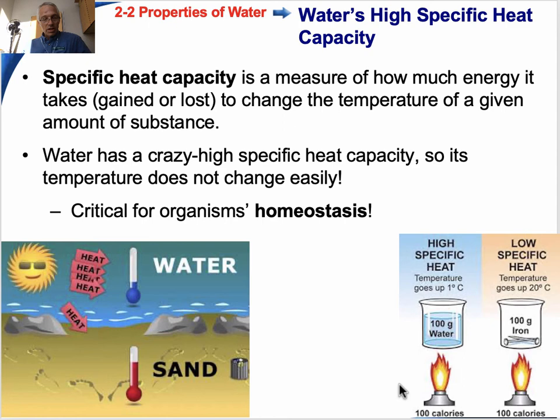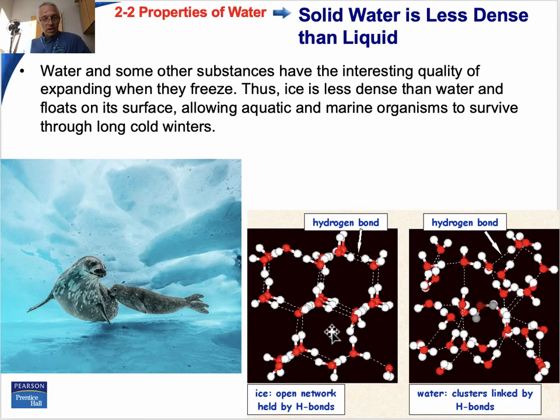And experimentally, we're going to look at this in lab, but the diagram over to the right shows you quantitatively how big this difference is between water and most other substances. If you add the exact same amount of energy to 100 grams of water compared to 100 grams of iron, the temperature of the iron will go up 20 degrees to only 1 for water. So it takes 20 times the amount of energy to change the temperature of water compared to iron, to change it an equal amount.